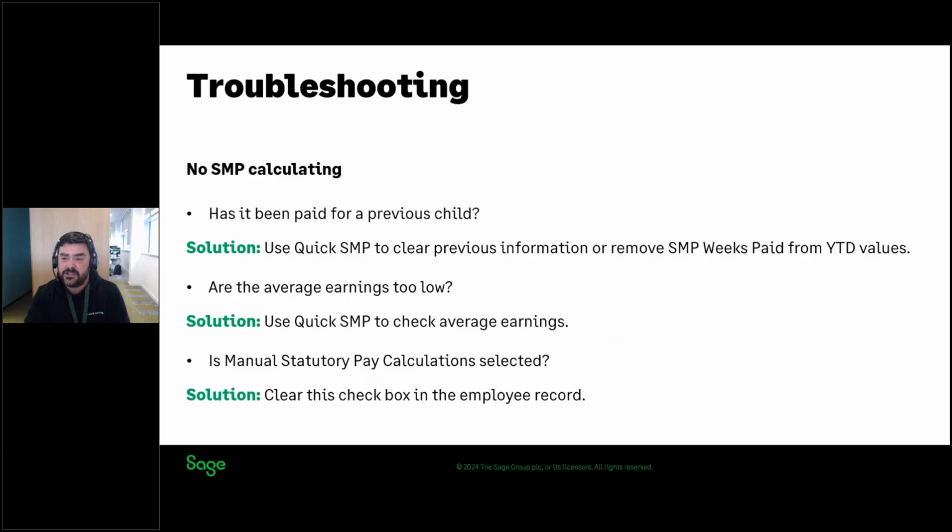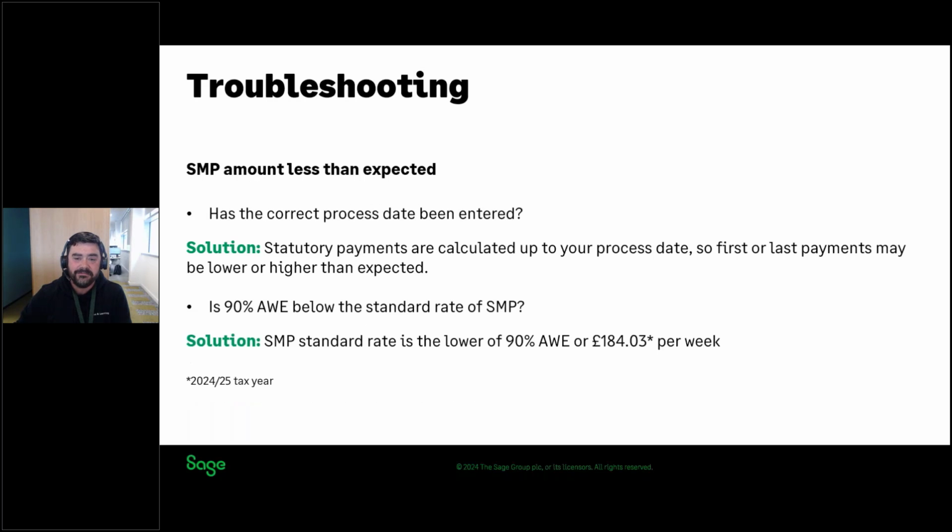A couple of other reasons as well for no SMP calculating. So it could be that average earnings are too low. So it's worth going into the quick SMP screen and checking the average earnings, see what figure is displayed, see what payments that was made up of. And another reason why it might not calculate is if you've got the manual statutory pay calculations box ticked. So that's found in the employee record. You can either clear that in the employee record and enter the maternity details, or if you go through the quick SMP screen, you'll be told if that manual box is ticked and you'll be asked if you want to reset that. So a couple of top tips there, troubleshooting no SMP.